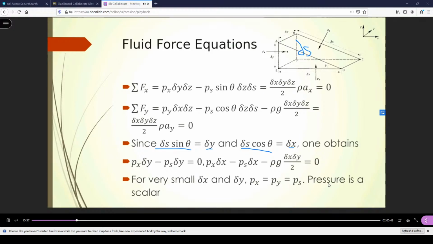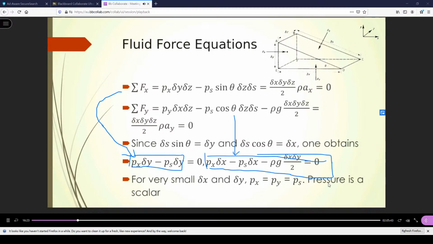So after putting this in, you find really simple equations. You find two equations. One you get directly from this one, right? And for this one, you have these equations. So now you can see PS equals PX, right? From this equation here, PX equals PY. Sorry, PS equals PX.